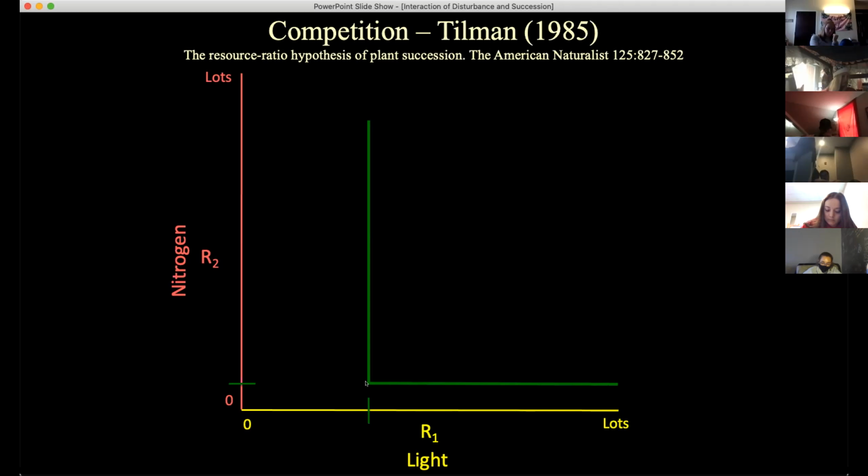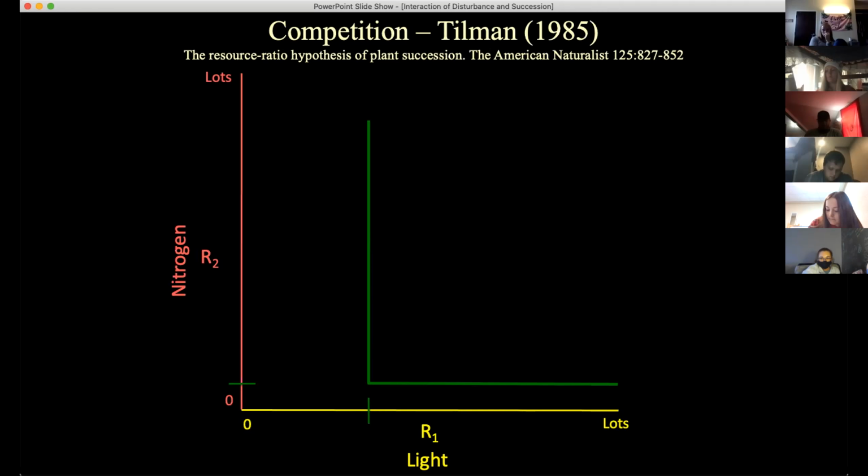So underneath and to the left here is a series of situations where there's not enough nitrogen and not enough light for this species to survive. To the upper right of this is a situation where there's plenty of light and plenty of nitrogen for this species to survive, but also for that species to grow.